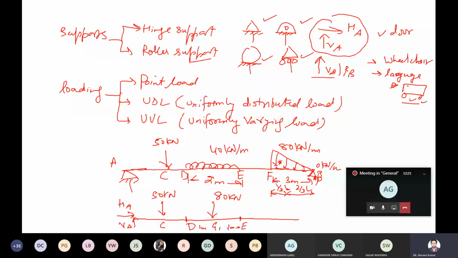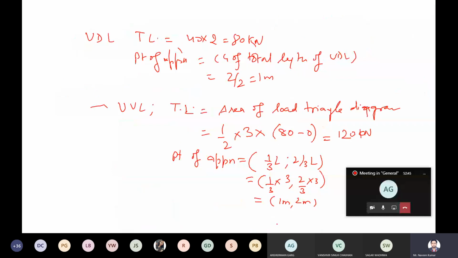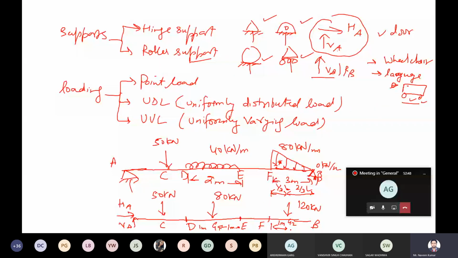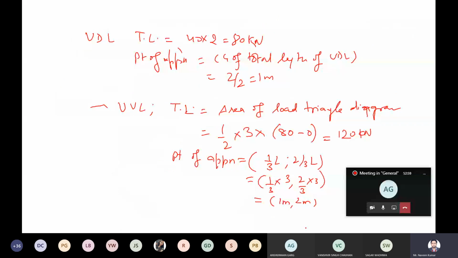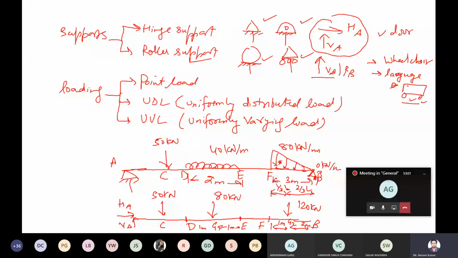Okay. Now for this F and this is B. This is CG here. So what is the value? 120 kilonewton. And let us say this is G2. This distance is how much? 1 meter. And this distance is 2 meter. This is how you have to convert the UDL and UVL into point load. This is the actual explanation of how you have to do it, and this is the FBD after converting the UDL and UVL into point load. So this is clear now.